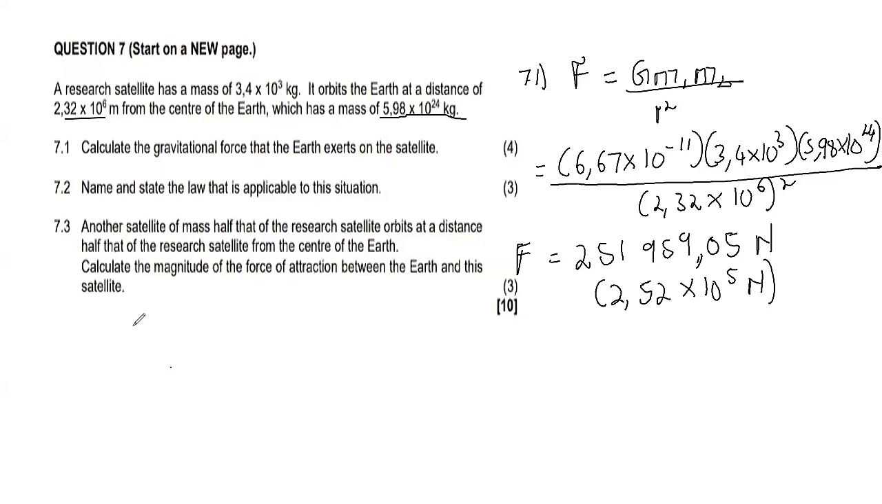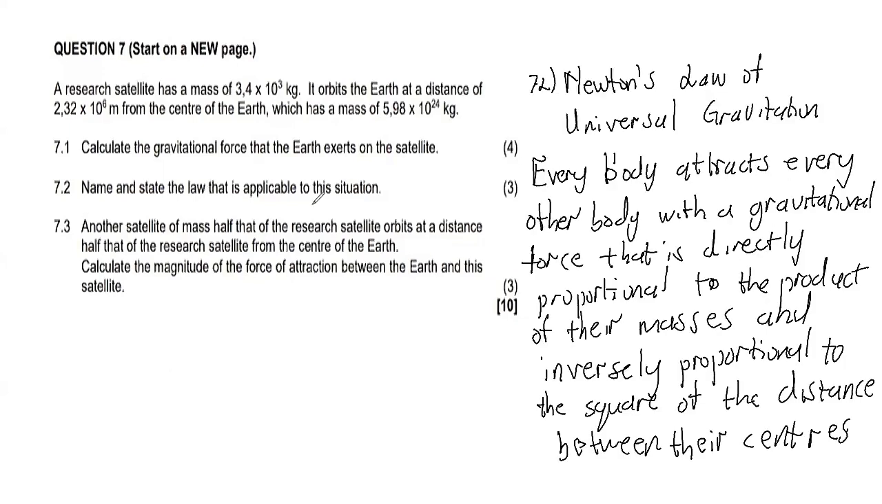Then we have 7.2. Name and state the law that is applicable to this situation. You say it's Newton's law of universal gravitation. So you get a mark for that. And then having to define, that's 2 marks. So the definition says every body attracts every other body with a gravitational force that is directly proportional to the product of their masses and inversely proportional to the square of the distance between their centers. So note here, you say between their centers, and then 2 marks for having to define, right? So all in all, that's your 3 marks.